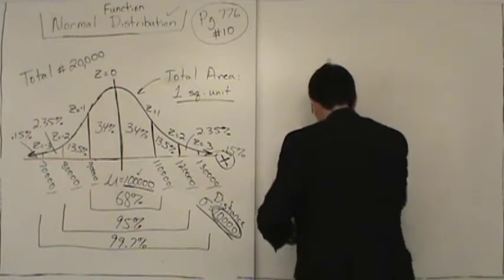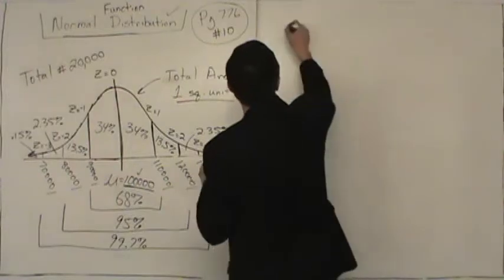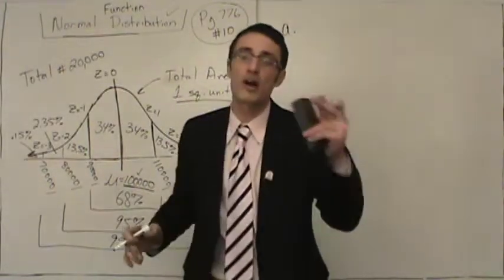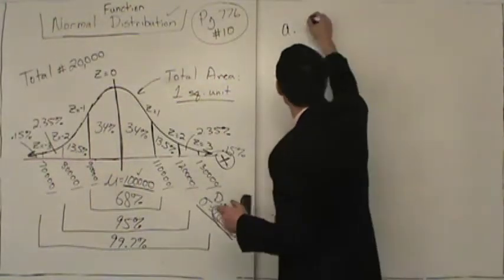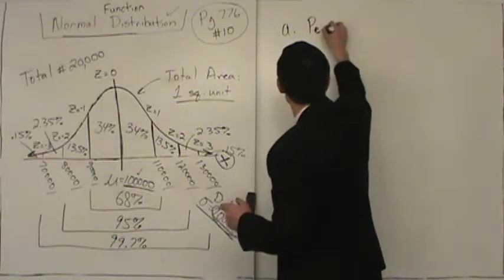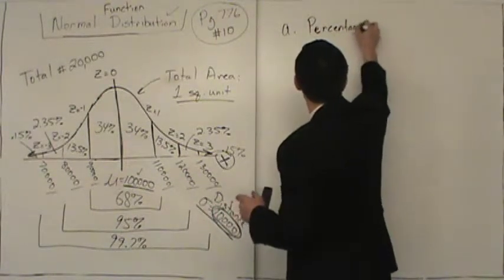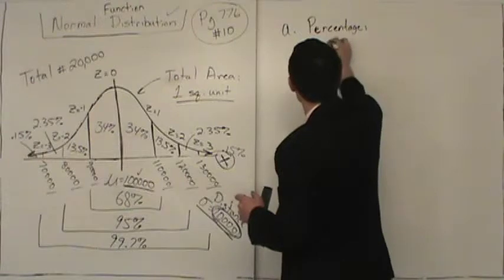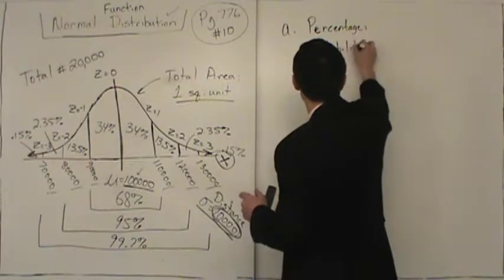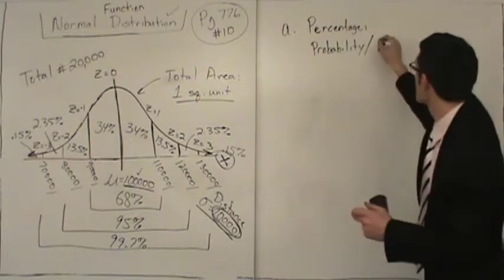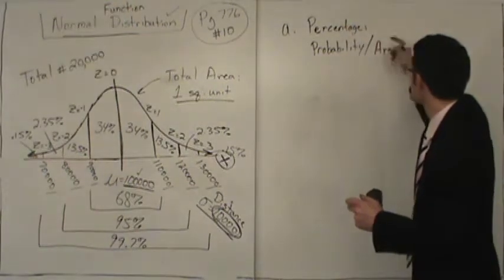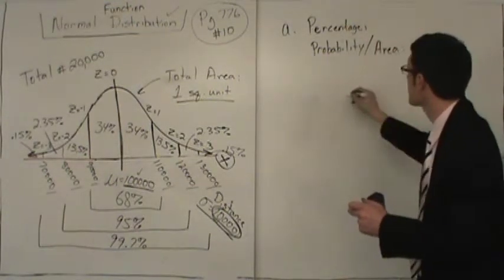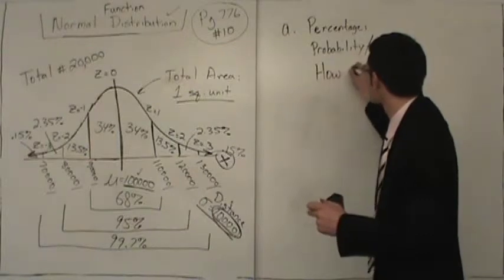The problems are so simple. Okay, so let's go. Part A. Now, I don't care what the problem asks, you're finding 3 things, and they're very quick and easy to find. Percentage, probability. What is probability, guys? Probability is the same as area. So percentage, probability, write probability slash area, same thing, and then write how many.